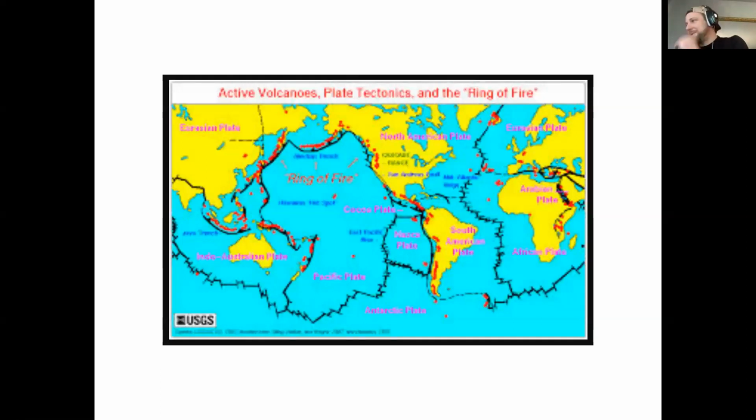On this one mentions the Ring of Fire. This is the most active volcanic range in the world, right around this Ring of Fire. And all those little, this is not the best quality picture, but all those red dots show major volcanoes. And you can see in California, we have some right there.